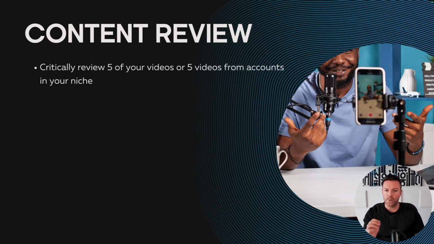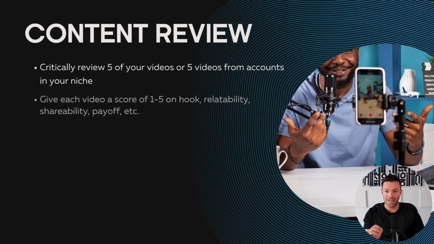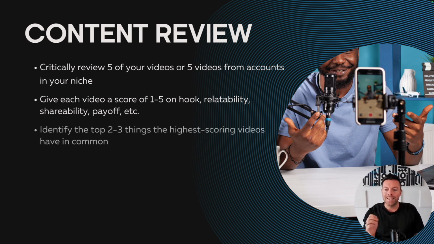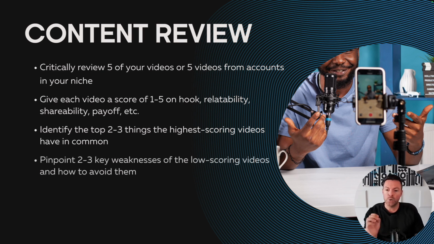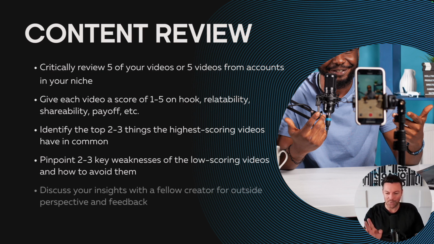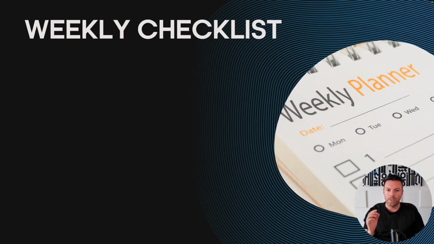Next, let's talk about content review. Critically review 5 of your videos or 5 videos from accounts in your niche. That's step 1. Step 2, give every video a score of 1 to 5 on hook, relatability, shareability, and payoff. Again, with that big promise, is it getting paid off at the end of the video or not? Identify the top 2 to 3 things the highest scoring videos have in common, and then pinpoint 2 to 3 key weaknesses of the lower scoring videos and how to avoid them. Discuss your insights with a fellow creator or even friends and family for outside perspective and feedback. It's always great to do that. But honestly, the biggest feedback you're going to get is from the market itself when you post the video, right?